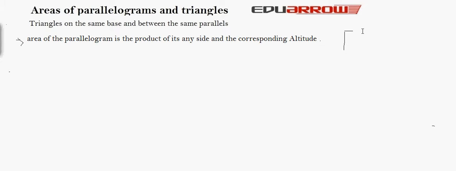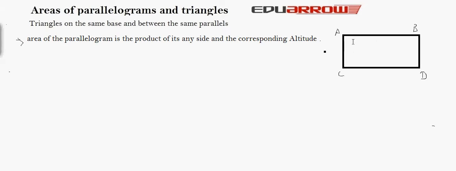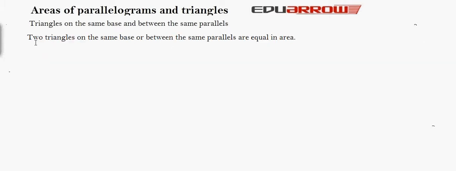Suppose we have a parallelogram ABCD, then area of ABCD is equal to CD into BD. Now we come to triangles. Two triangles on the same base or between the same parallels are equal in area.